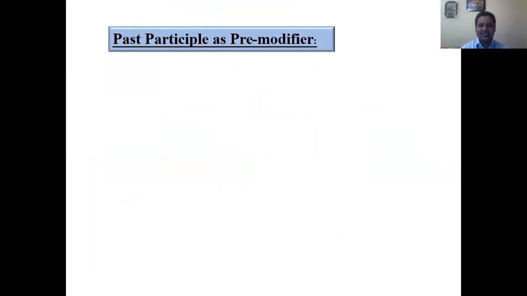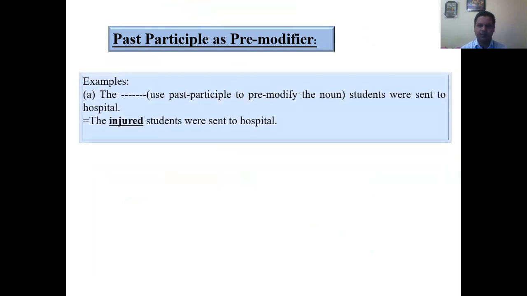Past participle as pre-modifier. You can see a past participle can be used as a pre-modifier and also as a post-modifier. At first, we will see the uses of past participle as pre-modifier. Examples. Use a past participle to pre-modify the noun: the dash students were sent to hospital.